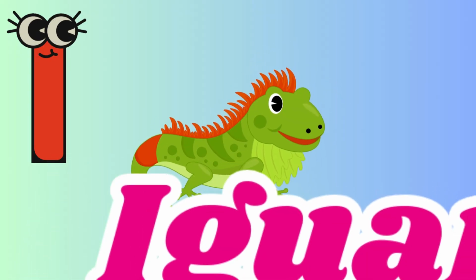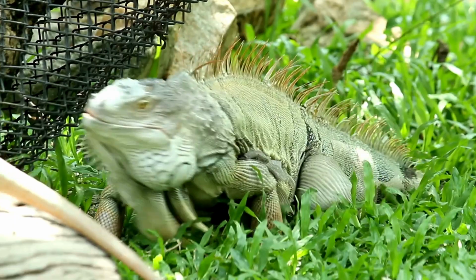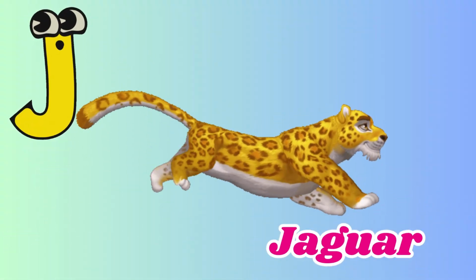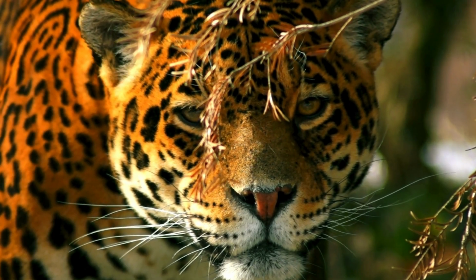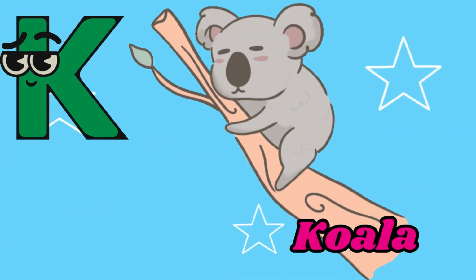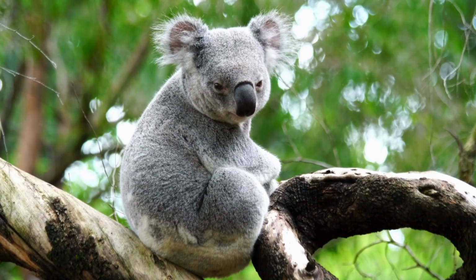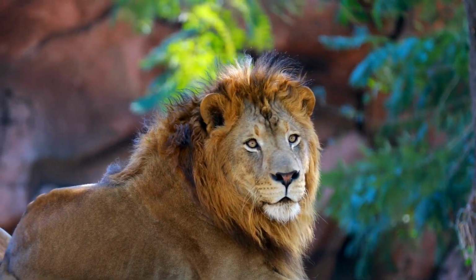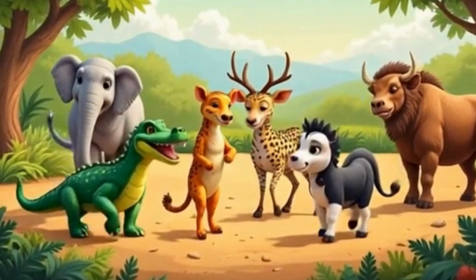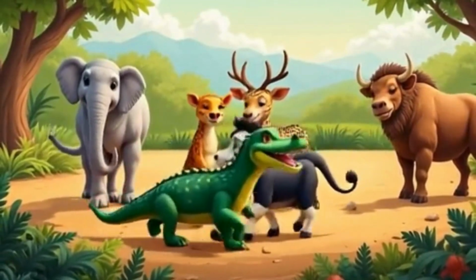I is for iguana. J is for jaguar. K is for koala. L is for lion. These are zoo animals, animals, zoo animals.